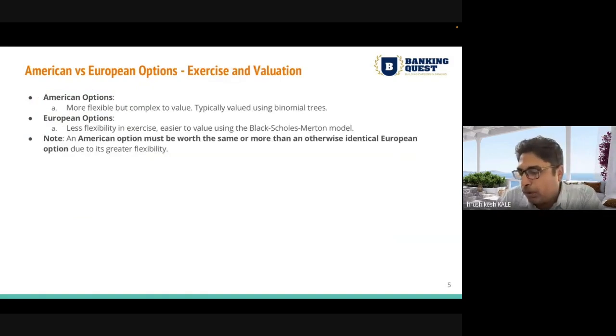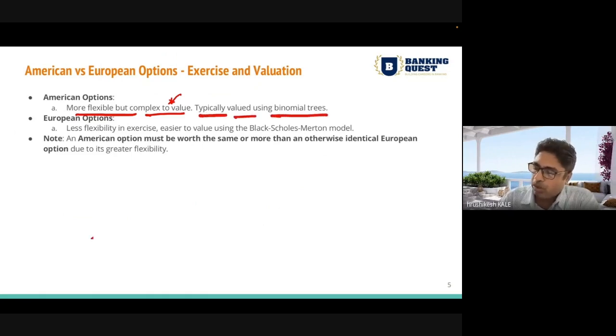Okay, so American options are more flexible but complex to value. Valuation of American options is complex. Now, in the last couple of lectures, we have seen valuation of forwards and futures. Today, we will try to find out how to value American and European options. American options are typically valued using binomial trees. So I hope you know binomial trees. These are basically probability trees which are used for valuation. We have a complete chapter on that, so we will see that in the chapters coming.